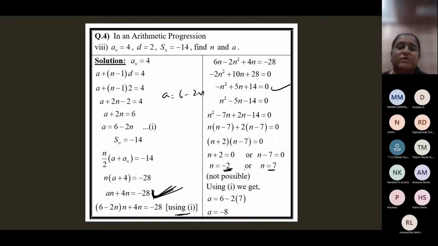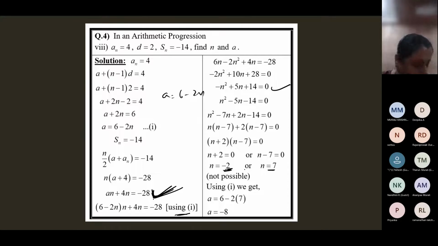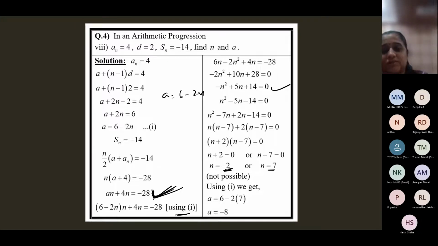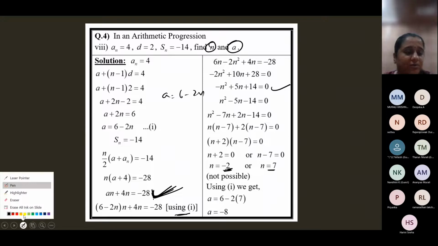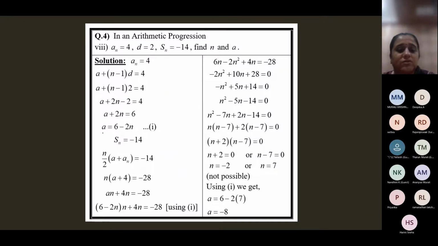Minus 2 is not possible because the number of terms cannot be negative. So N is equal to minus 2 is not possible. So N is 7. So we found the value of N. Now we'll have to find A. We already have an expression for A: A is equal to 6 minus 2N. So 6 minus 2 into 7, minus 8.